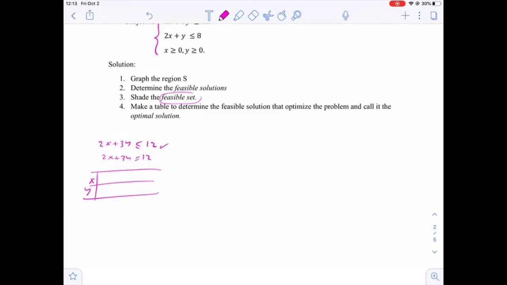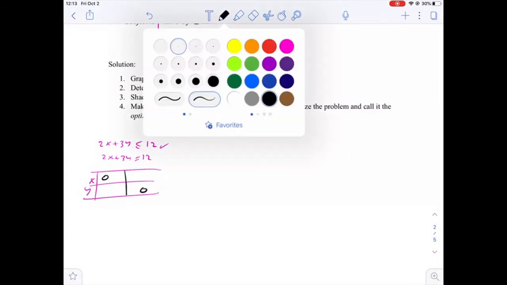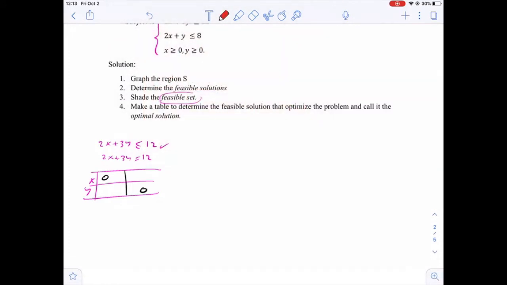Okay, so we choose 2 values. Let's choose 0 for x, 0 for y, and we find the corresponding values. So when x is 0, 3y equals 12, that means y equals 4. And when y equals 0, then 2x equals 12, that means x equals 6. So the 2 points here are (0, 4) and (6, 0). Let's graph the other inequalities.